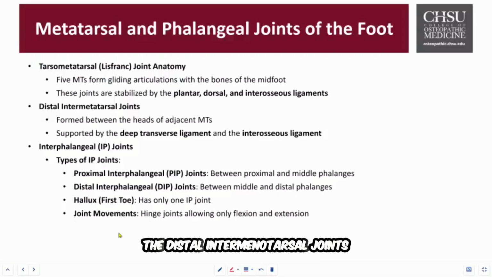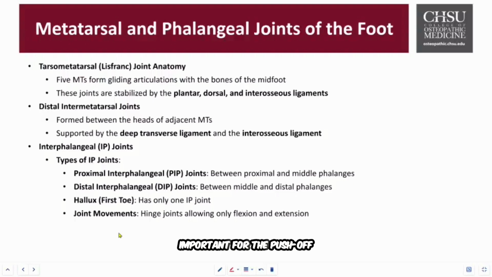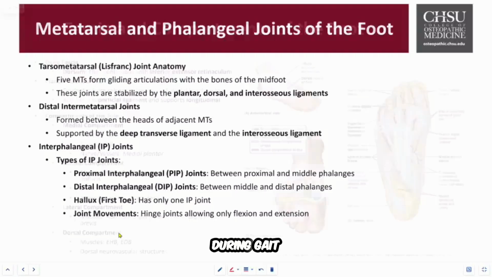The distal intermetatarsal joints are supported by the deep transverse ligaments, while the interphalangeal, or IP, joints are functional hinge joints, and they allow only flexion as well as extension. The hallux has only one IP joint, and it is very important for the push-off during gait.